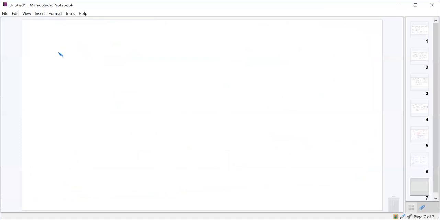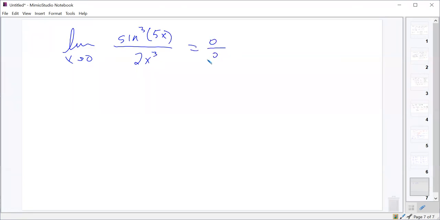There's one more type of problem that I want to talk about, which is something like the limit as x approaches 0 of sine cubed of 5x over 2x cubed. If we plug in 0, we end up getting 0 over 0. And so our first instinct here might be to try to use L'Hopital's rule. And I'm going to tell you that that is a bad choice.